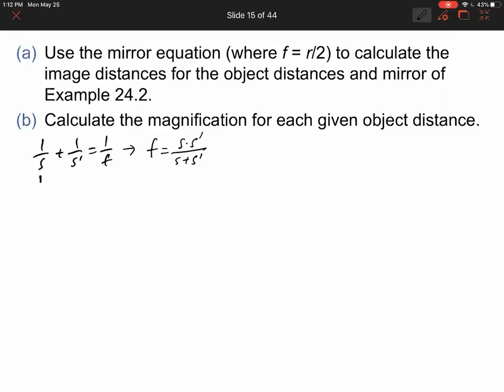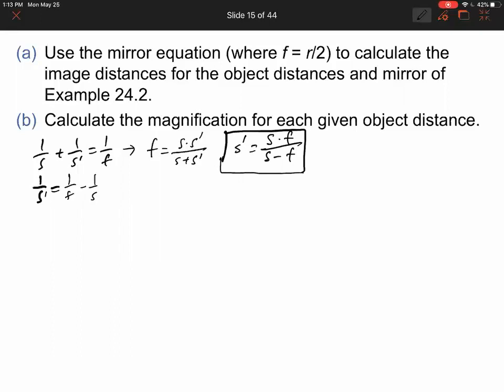But if I'm solving for 1 over s prime, this becomes 1 over s prime is equal to 1 over f minus 1 over s. And if I'm then solving the shortcut equation for s prime, this becomes object distance times focal length divided by object distance minus focal length. This is generally my go-to equation for the image position for this type of mirrors and lenses: s prime equals s times f over s minus f. So I can always use this equation.